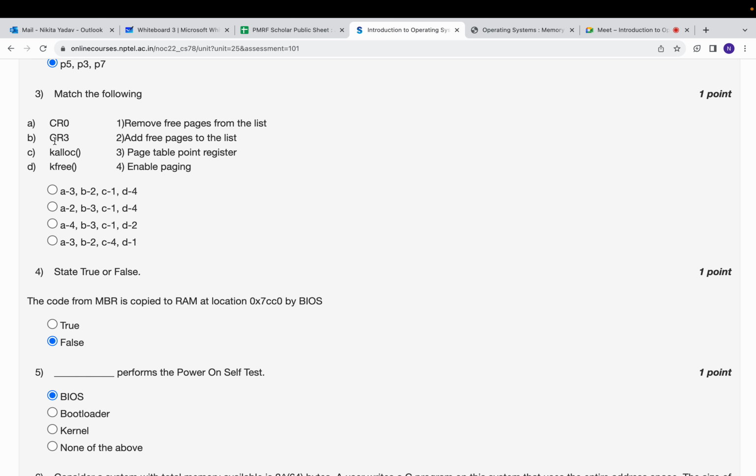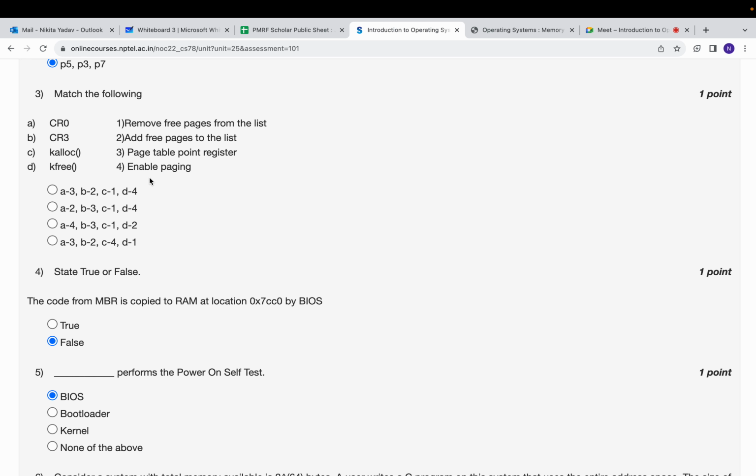4A, 3B, C1. Obviously C1? No, C1 cannot be right, ma'am. It removes the pages from the list. I'll explain it next time. You can think about it, or just Google it. C3 is the enable page table register. Page table register, that is the right answer. 3B.